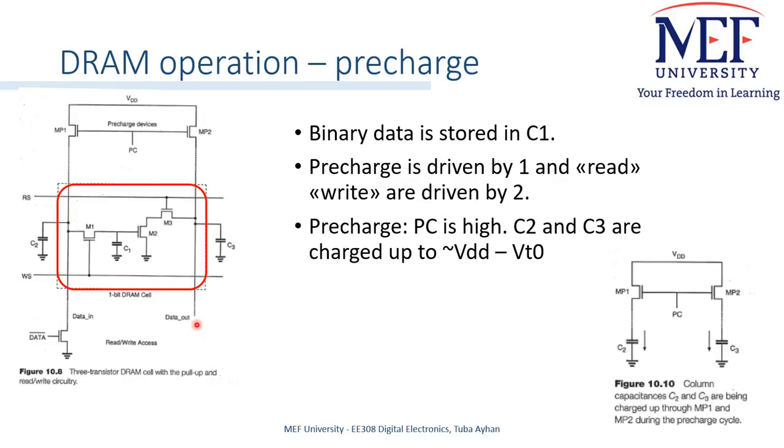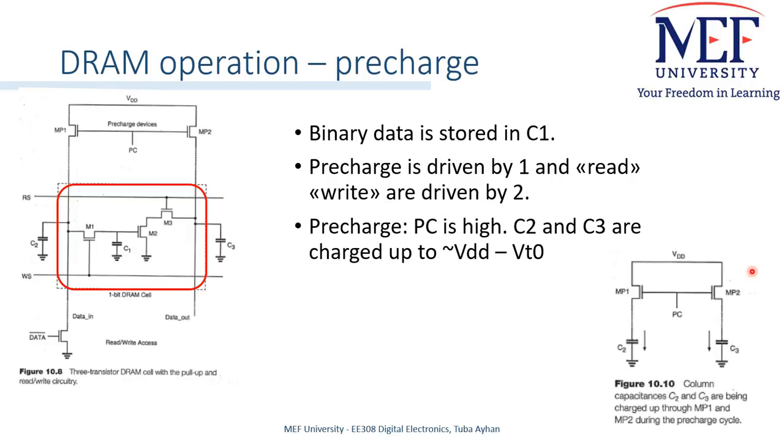The operation of the 3-transistor DRAM cell and its peripheral circuitry is based on a 2-phase non-overlapping clock scheme. The precharge events are driven by Phi1, whereas the read and write events are driven by Phi2. Every data read and data write operation is preceded by a precharge cycle, which is initiated with the precharge signal PC going high. During the precharge cycle, we can see the circuitry as shown in this slide.